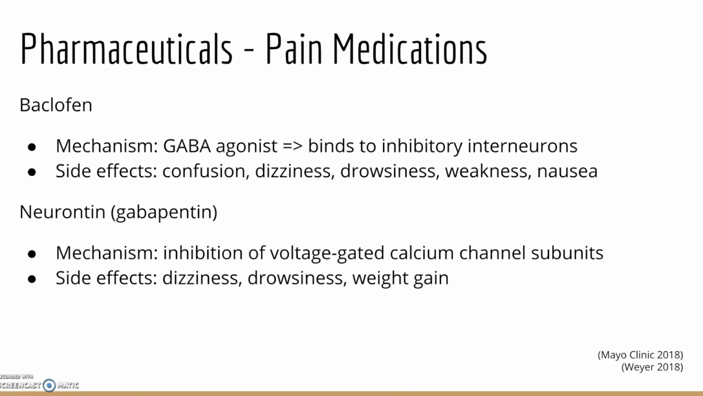Because there are no drugs that directly treat CMT, patients who have CMT are typically prescribed pain medication to help handle the disease. Two common pain medications prescribed to patients with CMT are baclofen and Neurontin, otherwise known as gabapentin. Dr. Weyer has discussed the mechanisms of both of these, so to quickly refresh your memory, baclofen, which is commonly used to treat spasticity, is a GABA agonist, so it aids in pain reduction by binding to inhibitory interneurons. Its side effects include confusion, dizziness, drowsiness, weakness, and nausea. Neurontin works by inhibiting voltage-gated calcium channel subunits in the brain. Its side effects include dizziness, drowsiness, and weight gain.